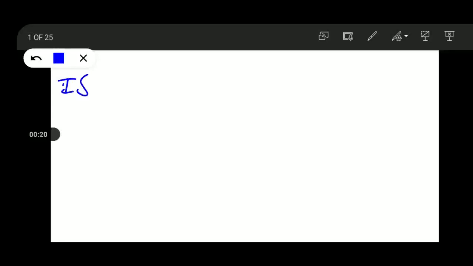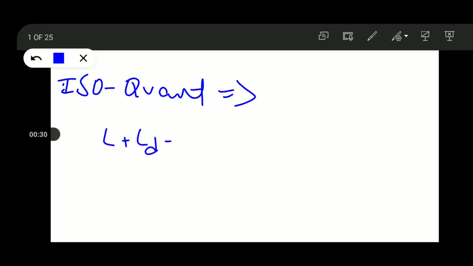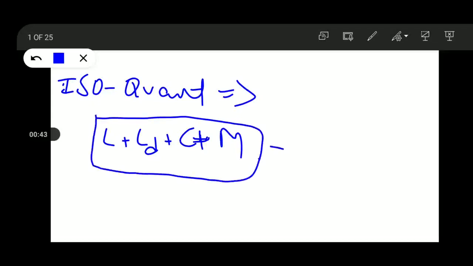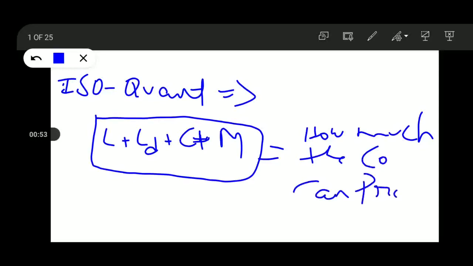See, isoquant says when a producer combines all factors of production, that is, all factor inputs, how much the company can produce, whereas an isocost shows all combinations of factors that cost the same amount.